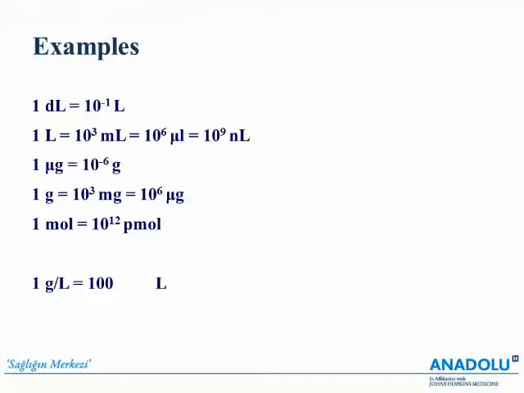Let's have an example, a small example. There are a couple of examples of different units and how they are converted to each other. But let's try one example. Let's say we want to convert 1 gram per liter into milligrams per deciliter.